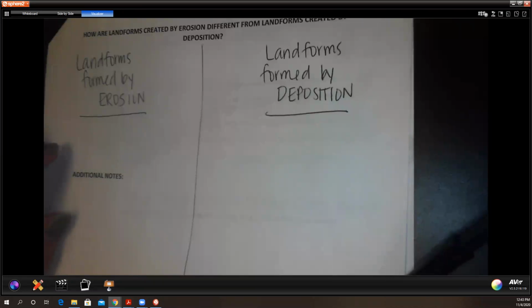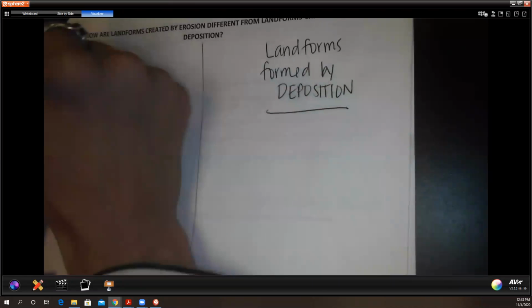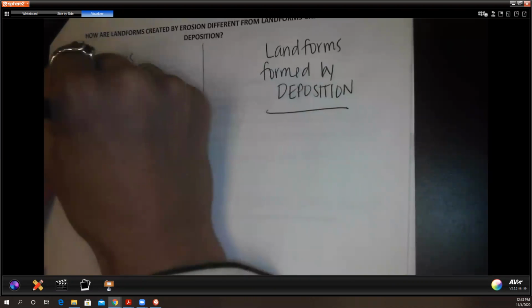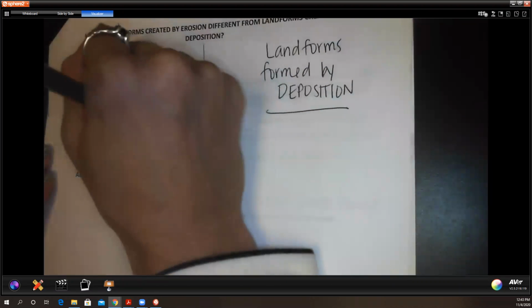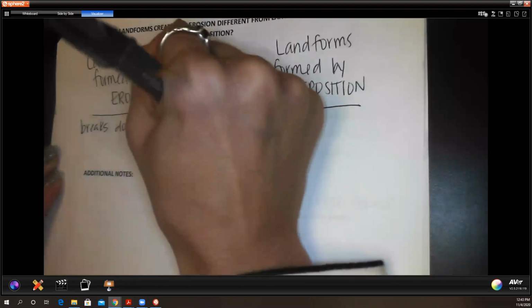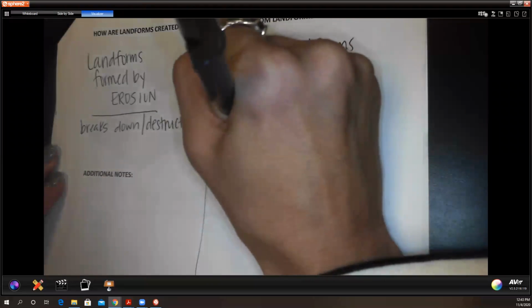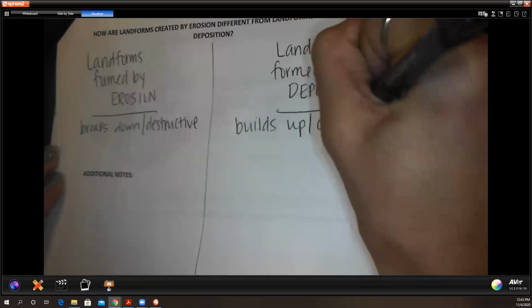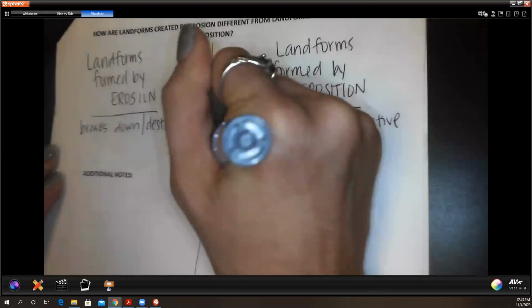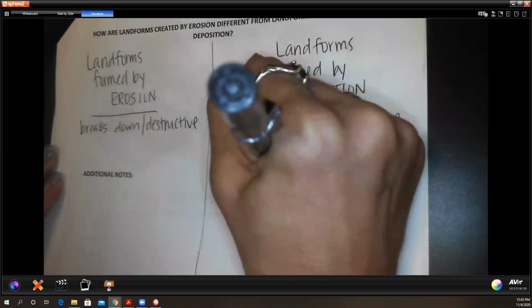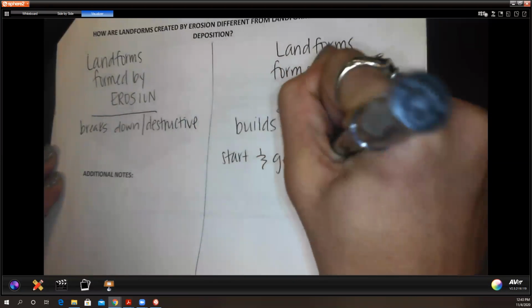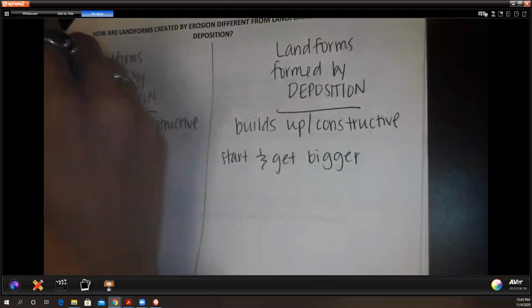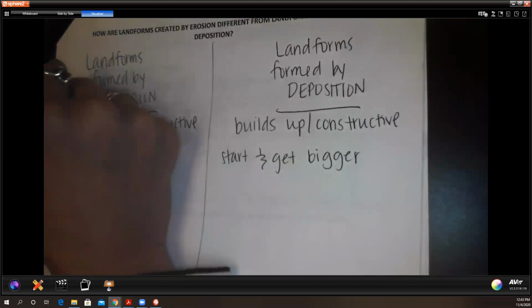So I'm going to read what we have from the chat. I really liked what Asen said. He said erosion breaks down, which means it's destructive. Deposition builds up, which means it's constructive. And that makes sense. If it's constructive, it's going to start small and get bigger. And if it's destructive, it's going to start big and get smaller.